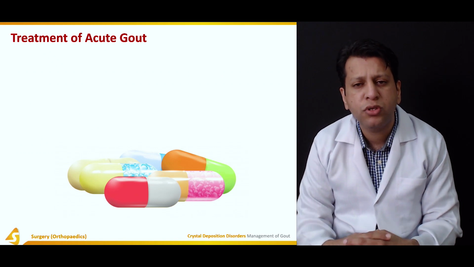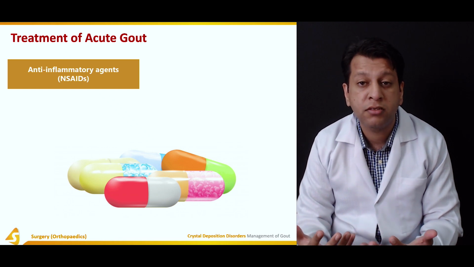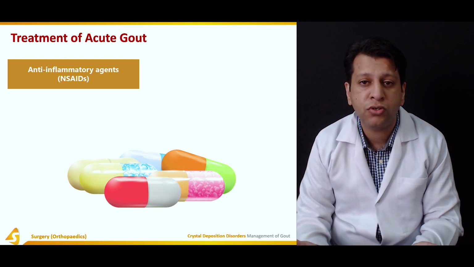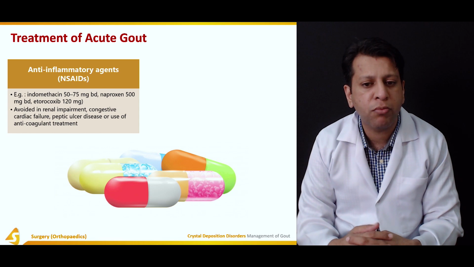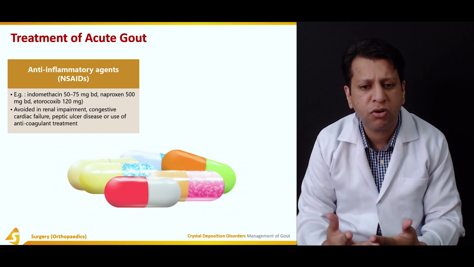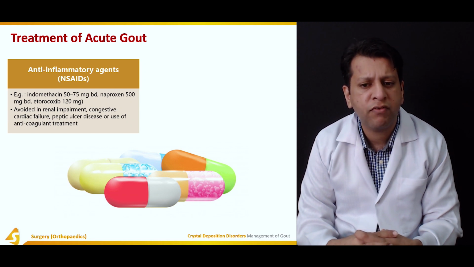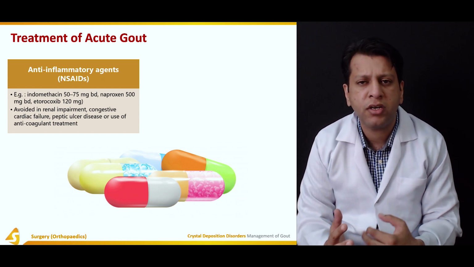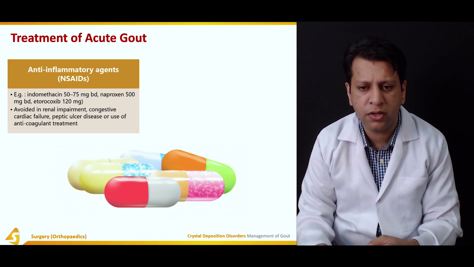Once you have made the diagnosis, how do we treat gout? Most commonly, if a patient has acute onset of symptoms, there would be agony, and you need to control the pain. Analgesics or anti-inflammatory agents are the first line of choice, for example indomethacin, naproxen, etoricoxib, celecoxib. Usually we avoid these in renal impairment, CCF, and peptic ulcer disease, but nowadays we have enteric-coated NSAIDs which can be easily given in peptic ulcer disease as well.